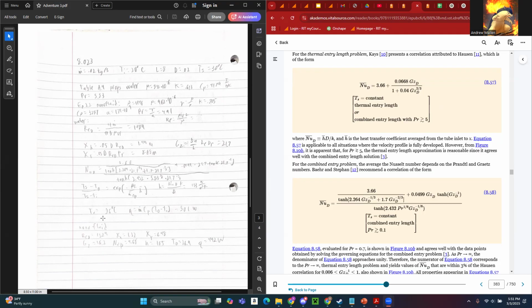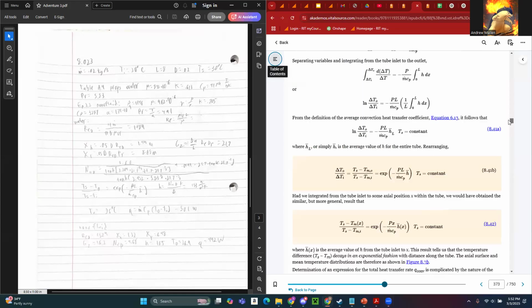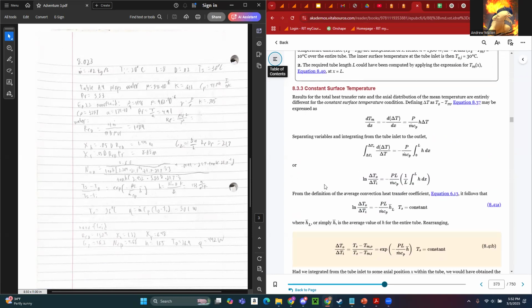Now, in order to find the outlet temperature, we need to use this equation, which is equation 8.41b. This is the equation that we use if there's a constant surface temperature, which is the case here. We plug all those values in. Ts minus T outlet over Ts minus T inlet is equal to the exponential of the perimeter times the length, so the surface area, over m dot Cp times the convection coefficient. And this will give us a final outlet temperature of 26 degrees C.